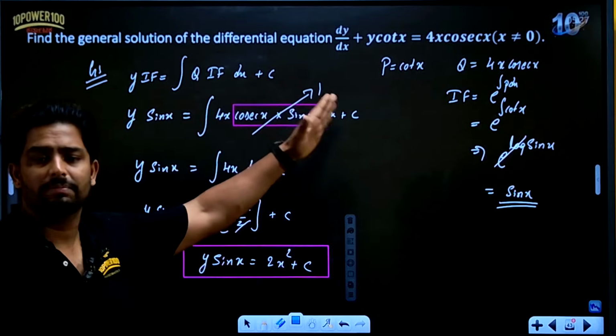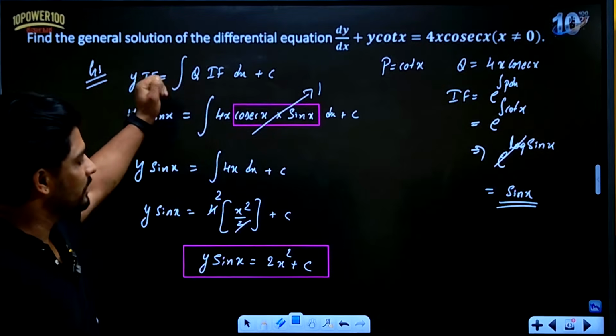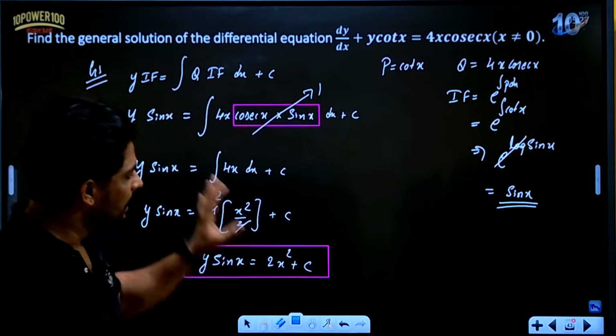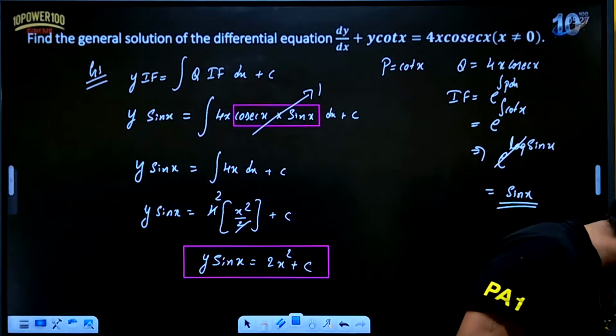See, now 5 marks, very simple. The first sum was a little lengthy, but this is actually a very simple question. Solve a few questions and you will understand.